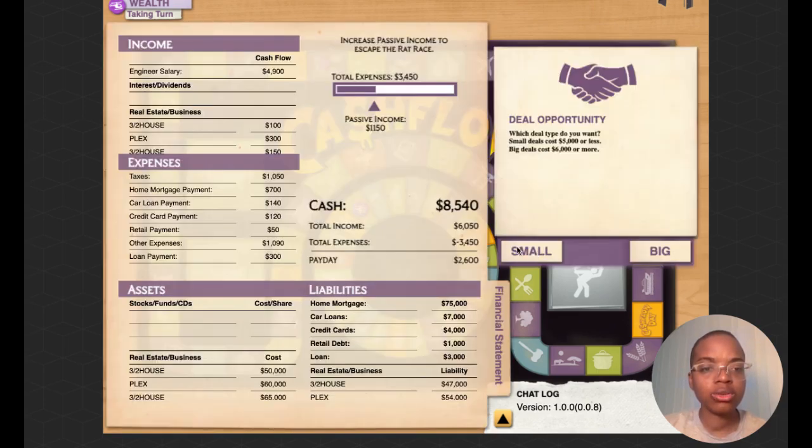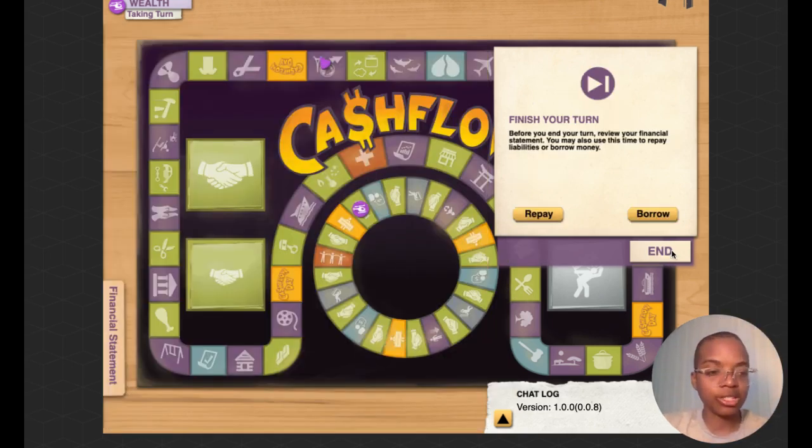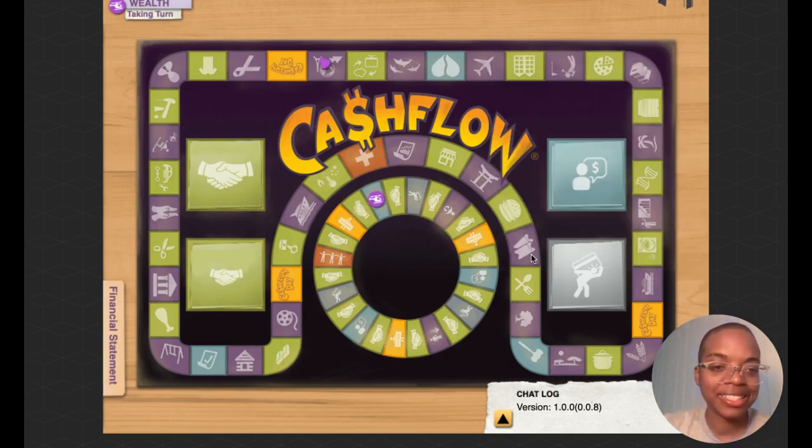I am going to do one more small deal. Okay, friend needs quick cash. A friend has urgent needs for money. We'll sell you 10 1-ounce gold Krugerrands, well below going rate, for $300 each. So $3,000, $0 in cash flow. Personally, I'm just not interested in any gold right now. I definitely would love to help my friend out. Perhaps there's other ways I can. I'm going to pass on this one, but definitely there's other ways to help my friend out. I'm looking into it.